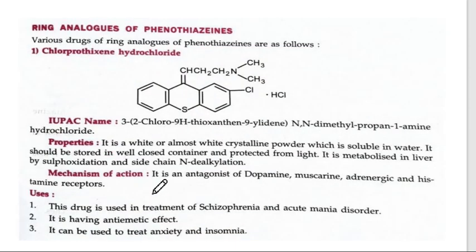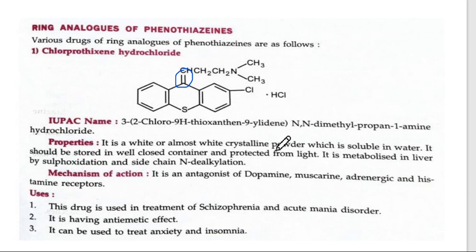Then we have ring analogs of phenothiazines. We have a very important drug, chlorprothixene hydrochloride. You can see here you have the ethylene, okay, there is a double bond. There is a replacement of the group by ethylene, and the rest is the same. You have the aliphatic chain, chloride and hydrochloride.